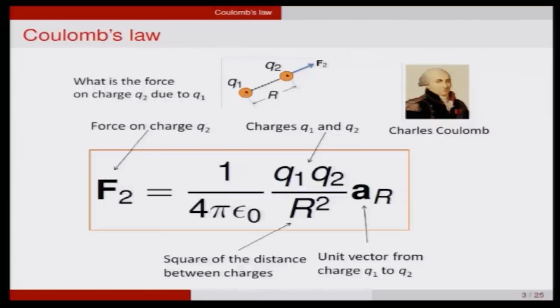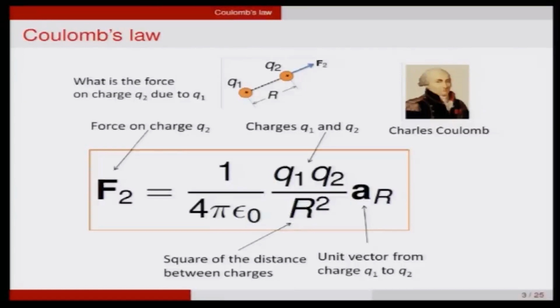The first published version of the law is by the French engineer Charles Coulomb, and his law states, in modern notation, that the force on the second charge is equal to 1 by 4 pi epsilon 0 q1 q2 by r square a r. Please note that this is in the modern vector notation, whereas Coulomb's original way of giving the law was slightly different, but mathematically equivalent to this boxed equation.